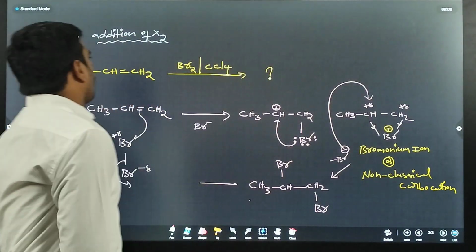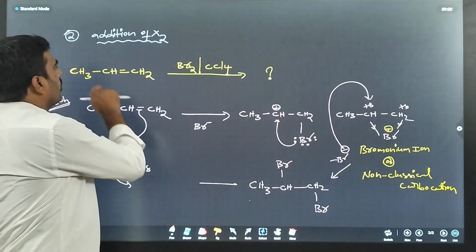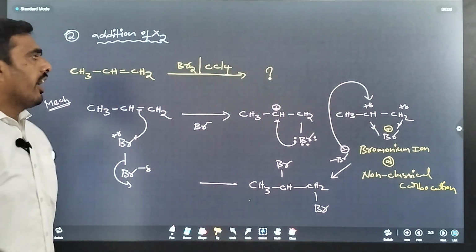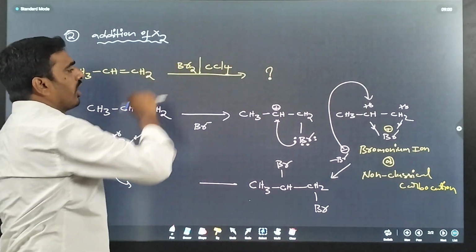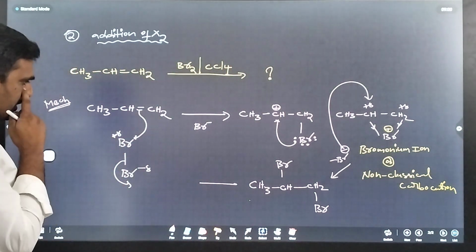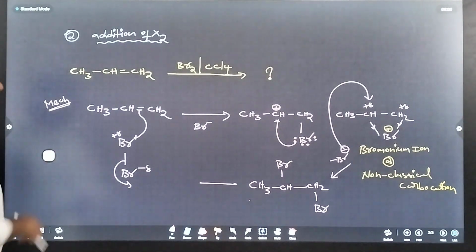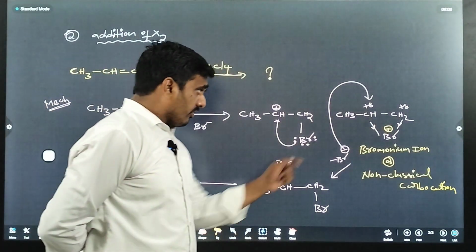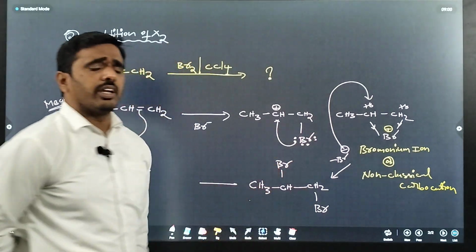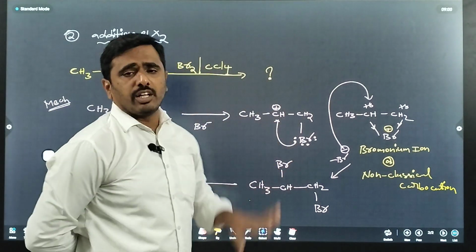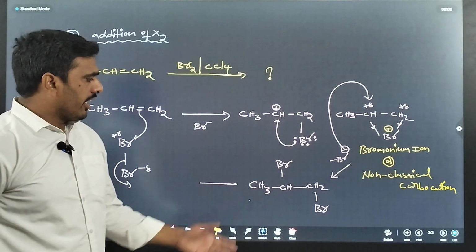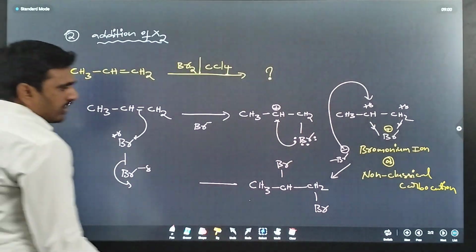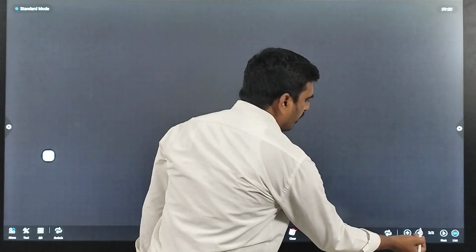In the presence of any halogen, alkenes undergo anti-addition. This is the non-polar solvent, and this is the mechanism. In this reaction the intermediate is a carbocation. Next, one more example.